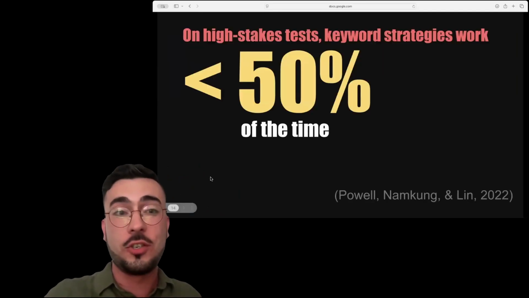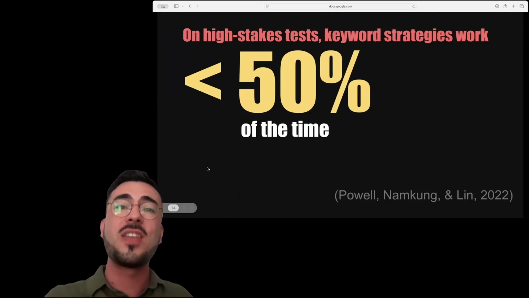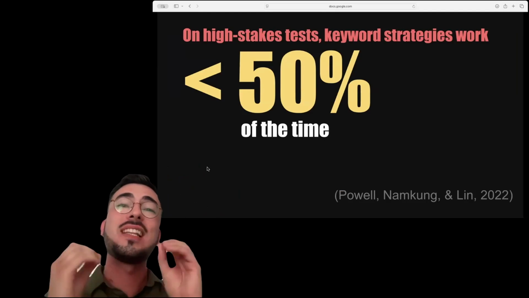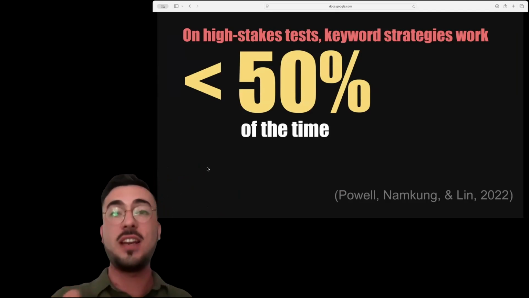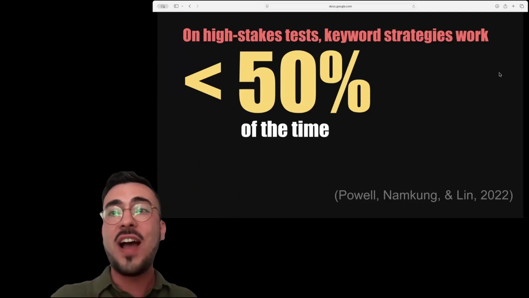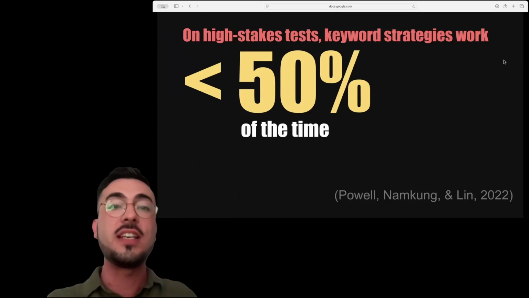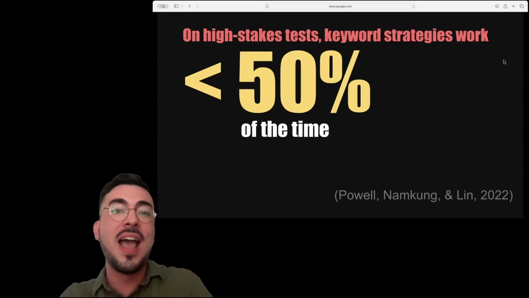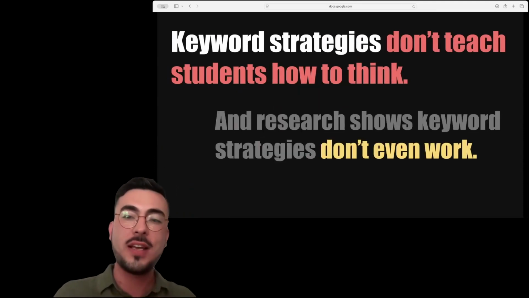And that's what the research suggests, right? This very interesting study from Sarah Powell and her team found that on high stakes tests, those end of year assessments, keyword strategies work less than 50% of the time. They reviewed hundreds of items from different state tests and found that these keyword strategies over and over again, just like those examples I gave, are leading students astray. So I'm not going to spend time ragging on keywords, right? I knew it didn't work. It wasn't working for my students and teaching them how to think.